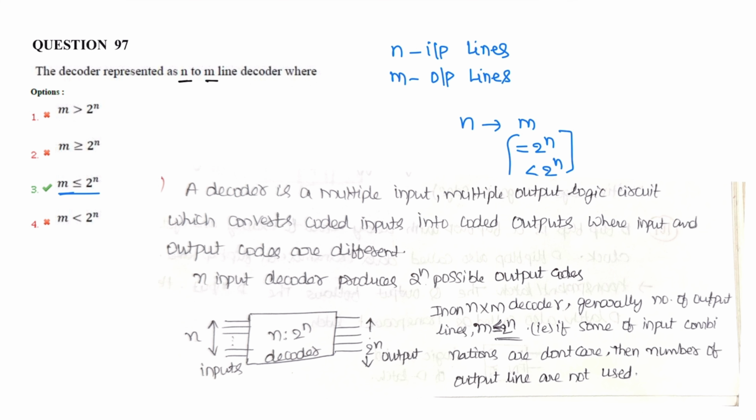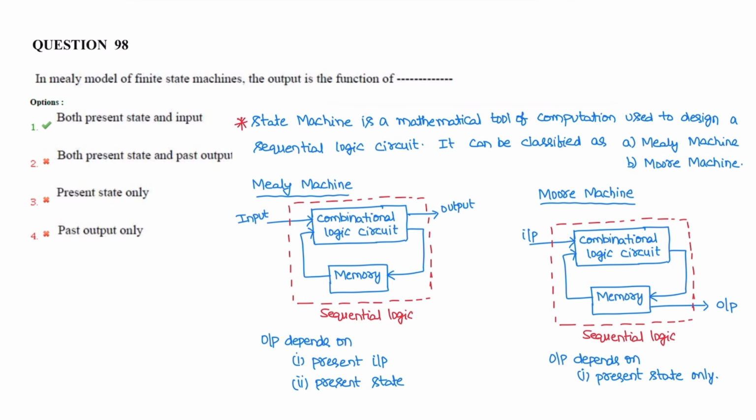Question number 98. In the Mealy model of finite state machine, the output is a function of? A state machine is a mathematical tool of computation used to design sequential logic circuits. These state machines are of two types: the Mealy machine and the Moore machine.